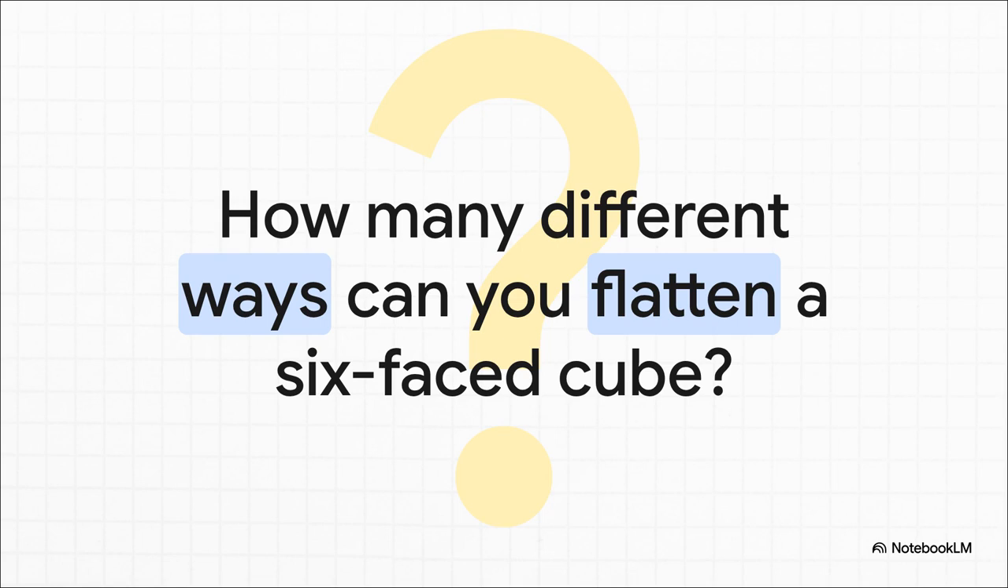So this is the big question. A cube has 6 square faces. So how many unique ways can you arrange those 6 squares so that they can fold back up into a cube? Go ahead, take a guess right now. You think it's 5? 10? Maybe 20? Let's find out together.